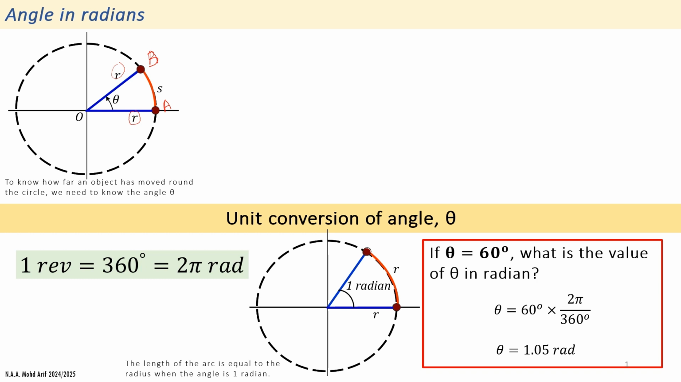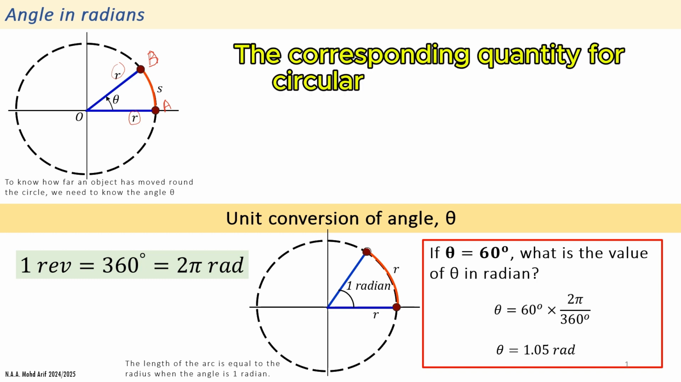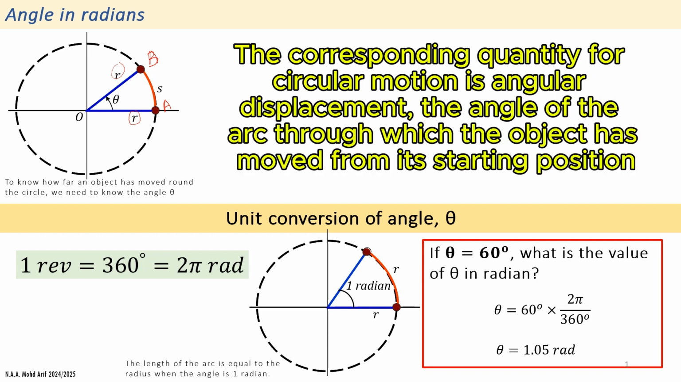For an object moving in a straight line, its position is defined by its displacement, the distance it has traveled from its starting position. The corresponding quantity of circular motion is angular displacement, the angle of the arc through which the object has moved from its starting position.